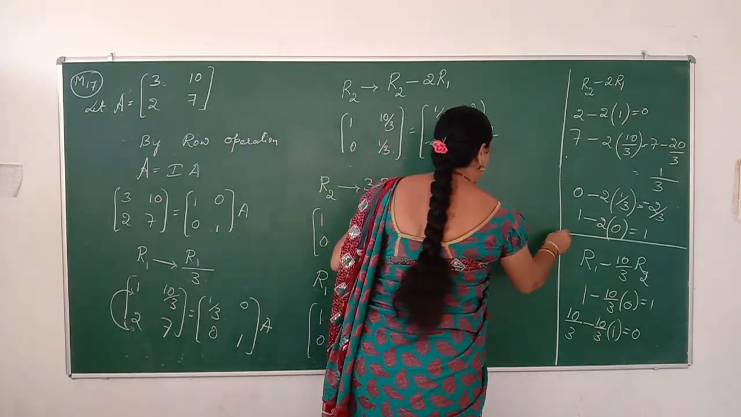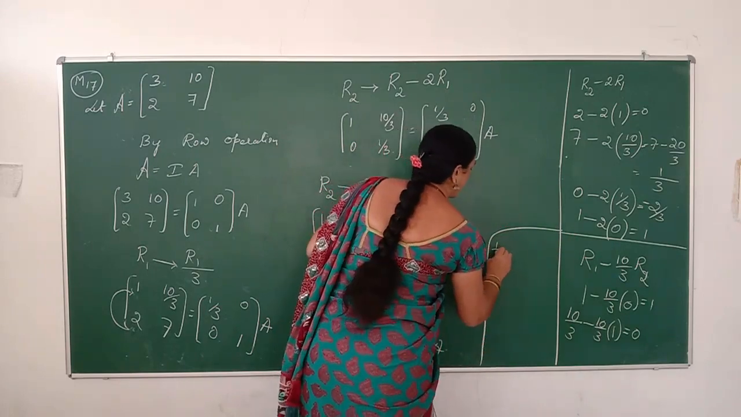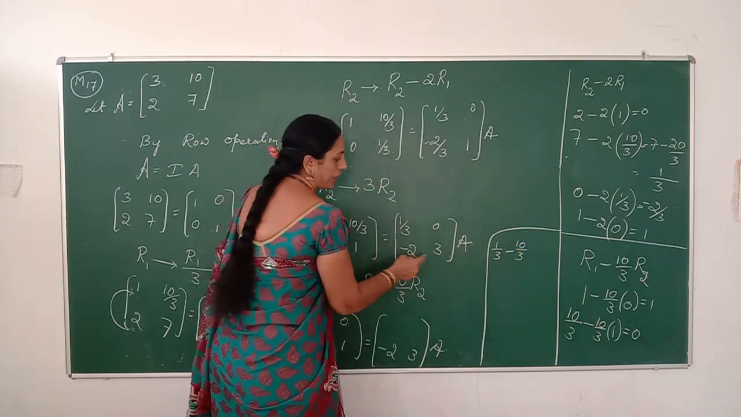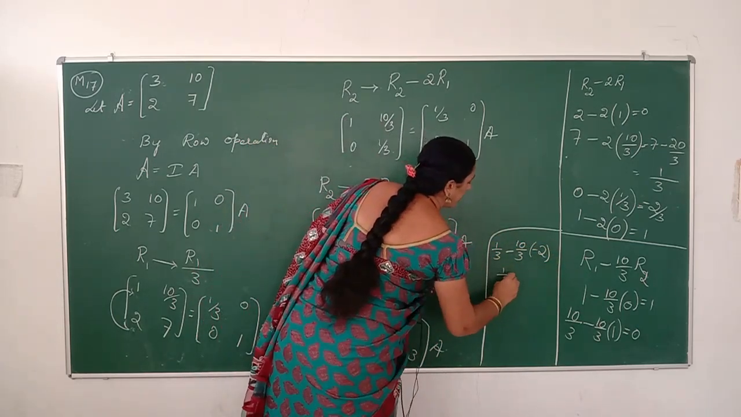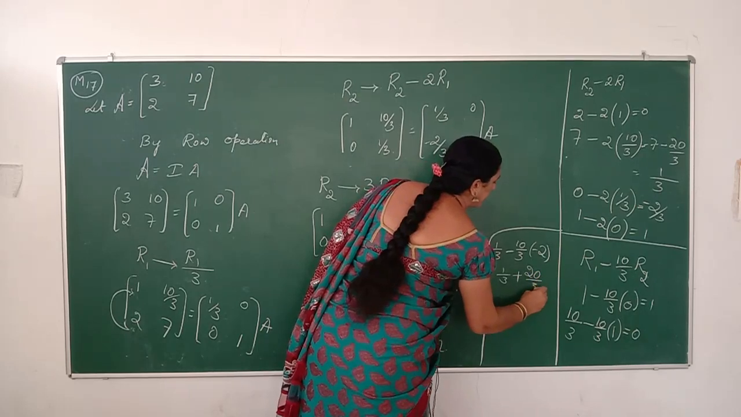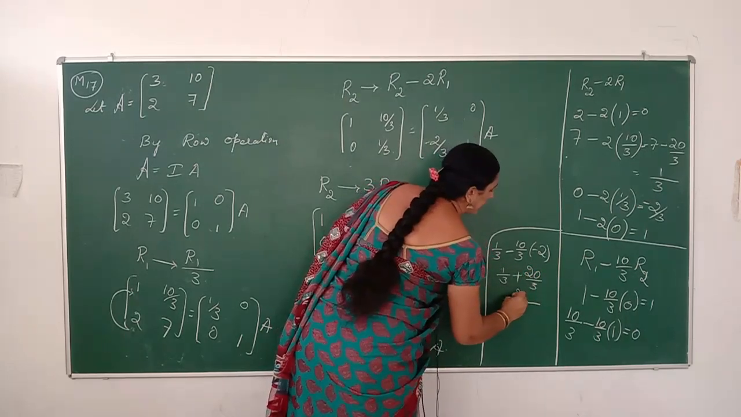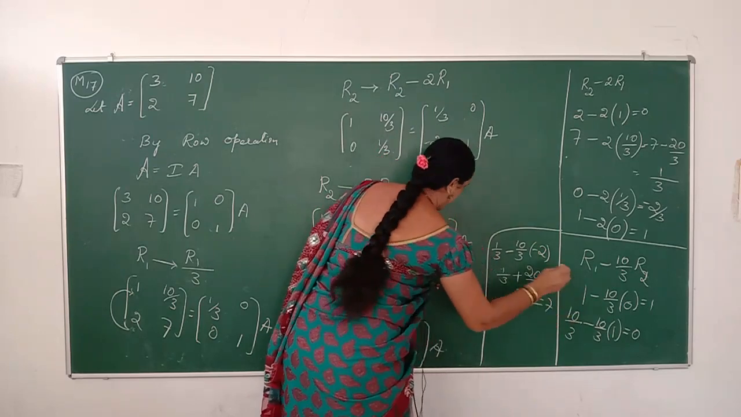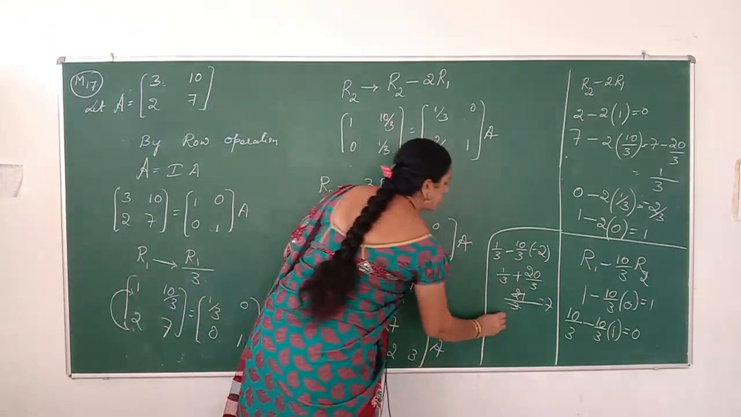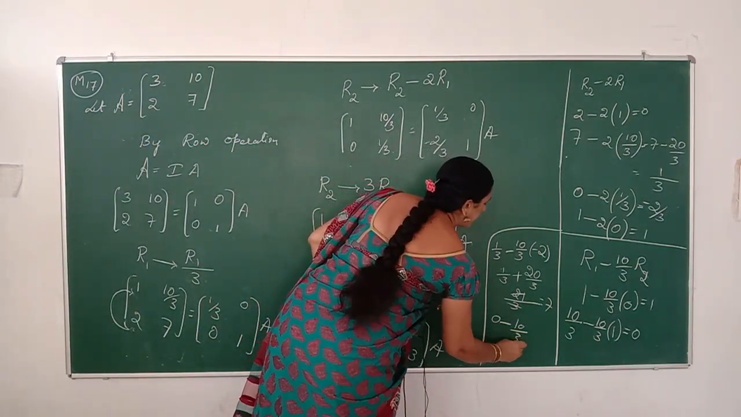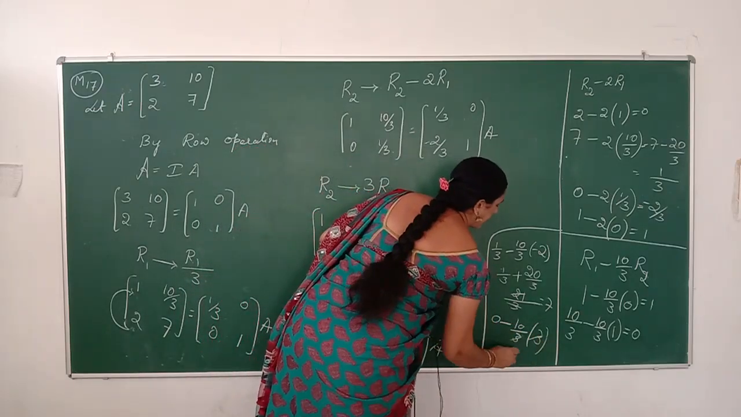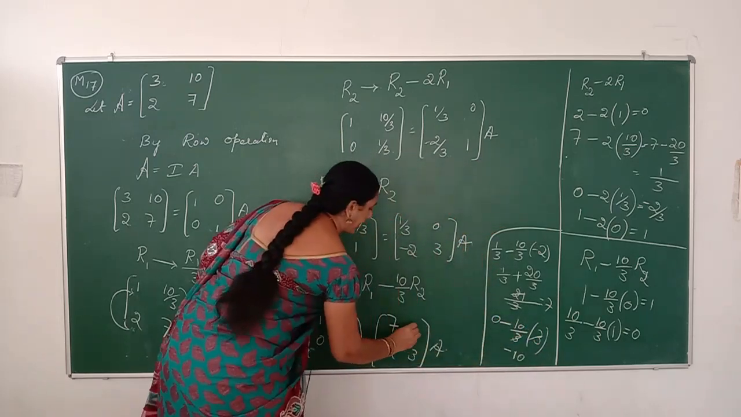In RHS, R1 is 1 by 3 minus 10 by 3 into the corresponding R2, which is minus 2. So 1 by 3, minus into minus is plus, 10 into 2 is 20 by 3. So 3 is the LCM. 1 plus 20 is 21, divided by 3 is nothing but 7. And the last element of R1 is 0 minus 10 by 3 times the corresponding R2, which is 3. These 3 get cancelled. It will be equal to minus 10.